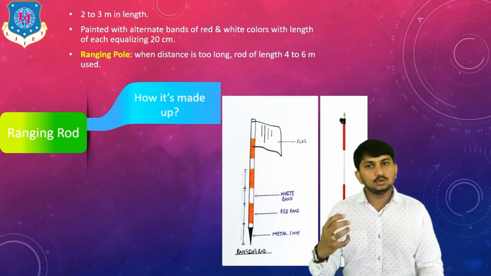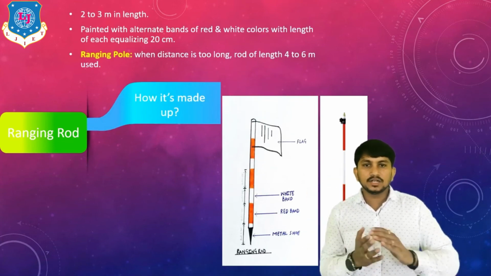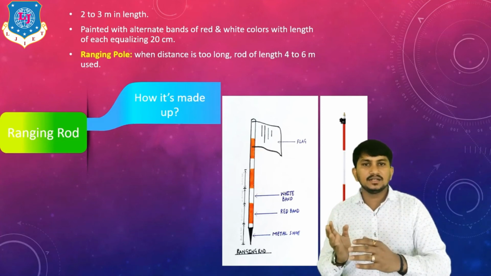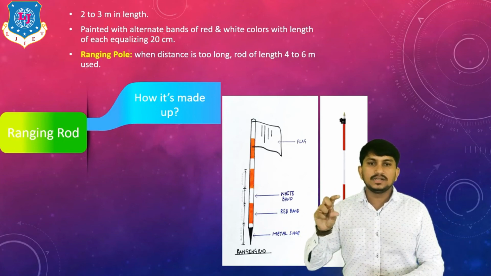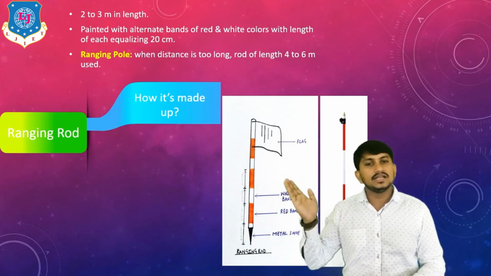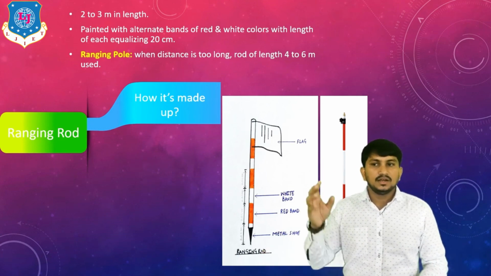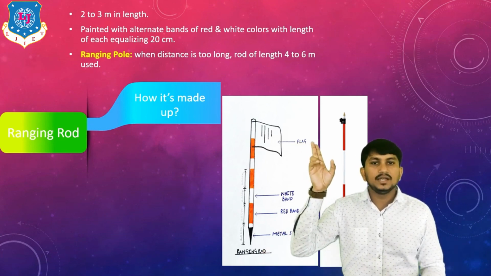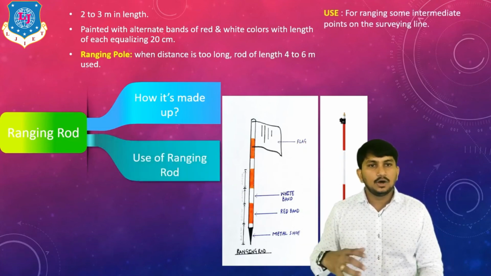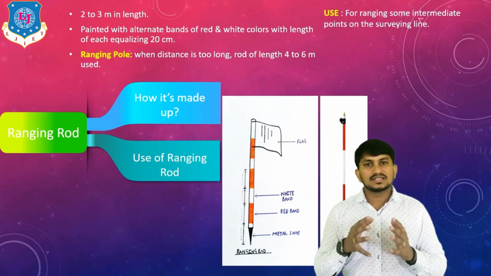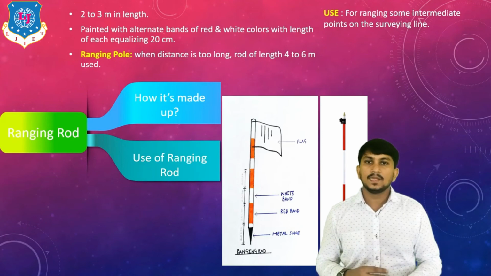It is a 2 to 3 meter long rod, you can say. It is painted with alternate bands of red and white color or black and white color, having 20 centimeter equal distances. This is called a ranging rod. This is the actual image of ranging rod. One flag is attached on the top of the ranging rod. It is mainly used for ranging or establishing intermediate points on the survey line and also used for marking the station points.